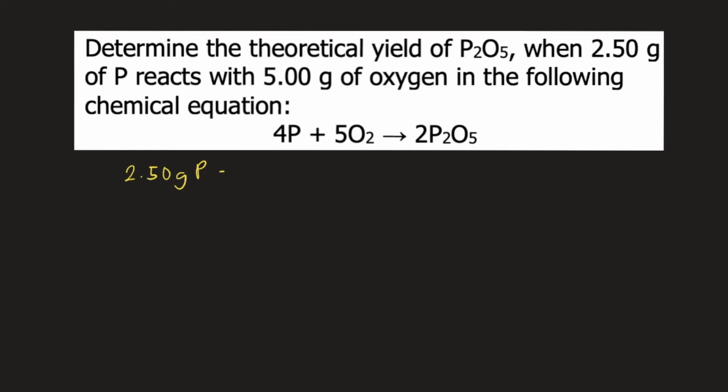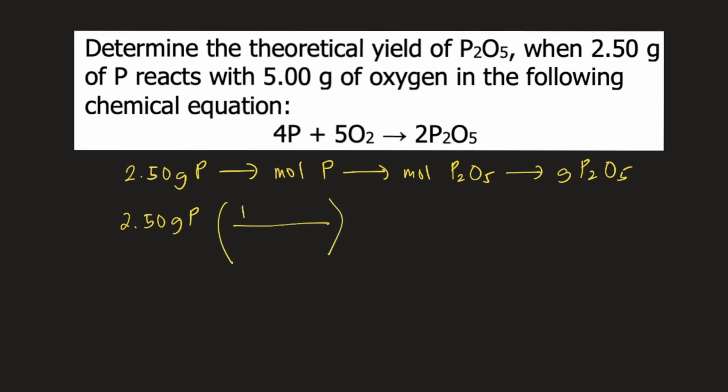So what you need to do is to convert grams of phosphorus into moles of phosphorus, and then moles of phosphorus to moles of P2O5, and moles of P2O5 to grams of P2O5. So we start with 2.50 grams of phosphorus. In order to convert that to moles, we need the molar mass of phosphorus. So 1 mole of phosphorus weighs 30.97 grams. So the grams of phosphorus will cancel. We have moles of phosphorus on top.